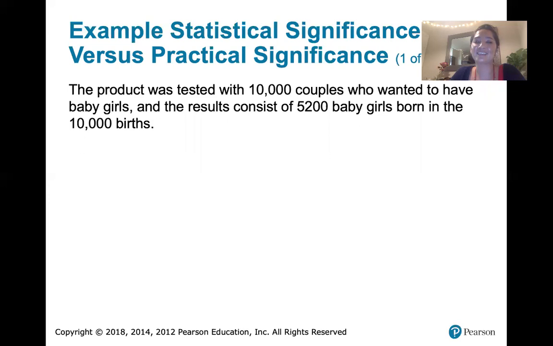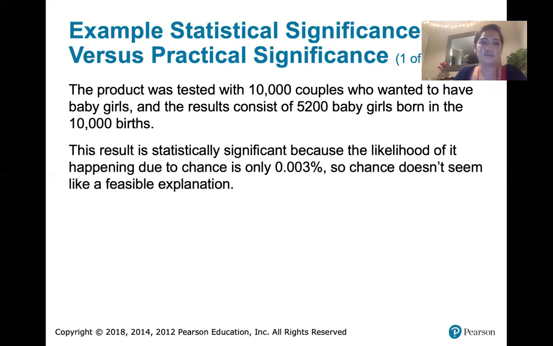The product was tested with 10,000 couples who all wanted to have baby girls. And the result consisted of 5,200 baby girls born out of the 10,000 births. Now, this result is statistically significant because the likelihood of that being 5,200 out of the 10,000, the likelihood of that happening by chance was only 0.003%. So it's very unlikely to happen by chance.